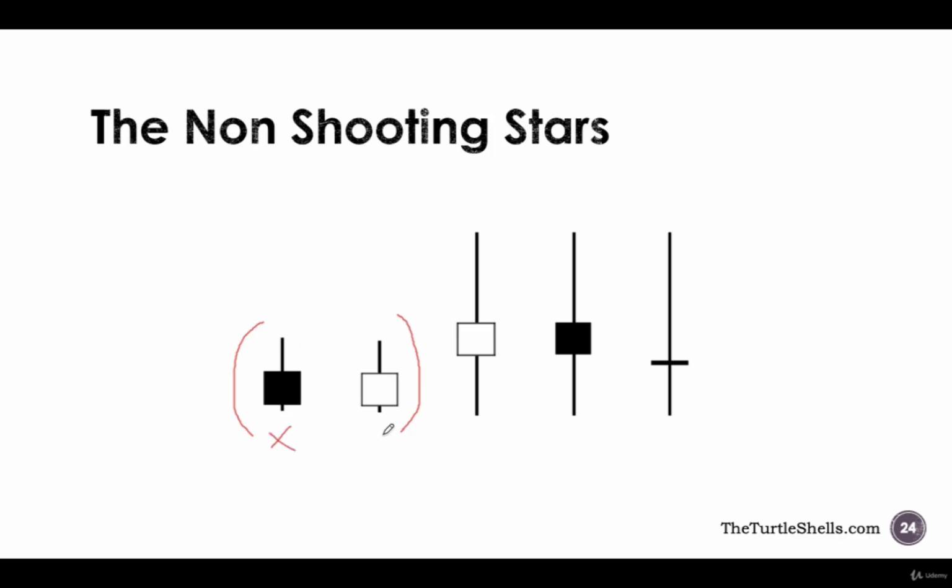If you look at these two candles, the upper shadow might be equal to or more than twice the height of the real body. But look at the lower shadow. We mentioned while defining the shooting star that the lower shadow must be as small as possible. But in this case, I would say the lower shadow is almost more than 50% of the upper shadow. So again, these are not shooting stars.